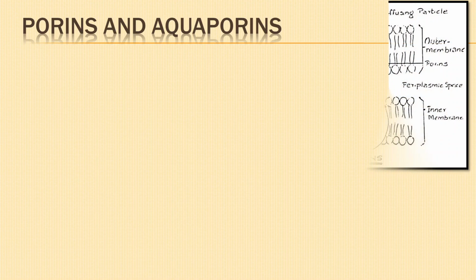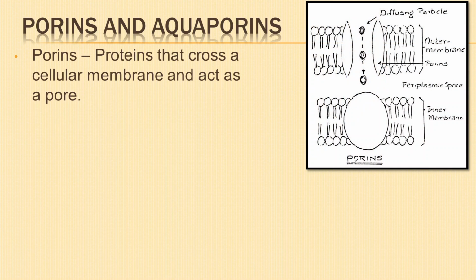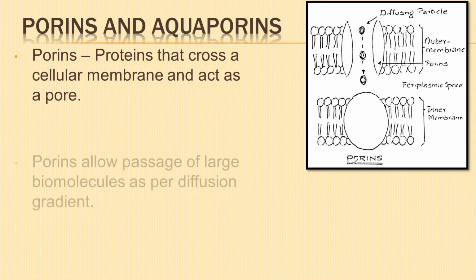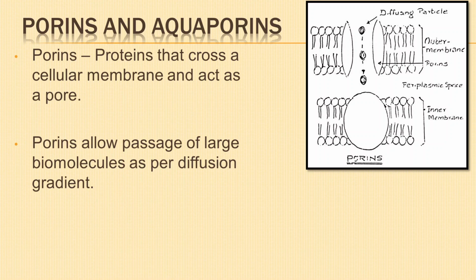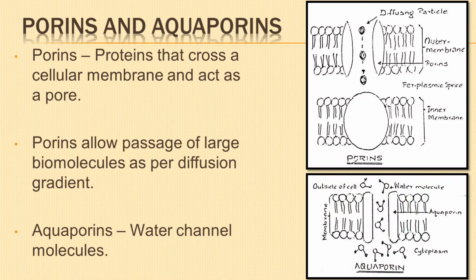Porins are proteins that cross a cellular membrane and act as a pore. They act as channels through which molecules can diffuse. They allow passage of large biomolecules as per diffusion gradient. Aquaporins are water channel molecules that facilitate water transport through plasma membrane in response to osmotic gradients. Next is imbibition.